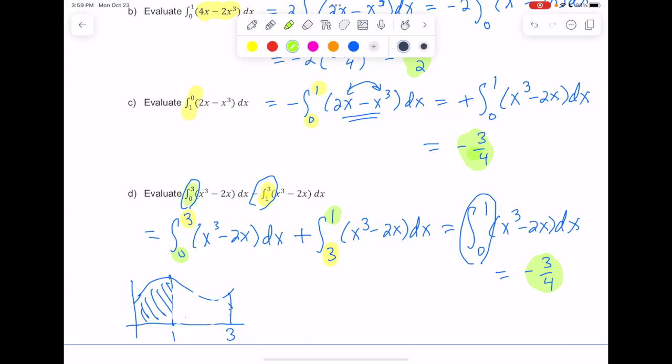They took the area from 0 to 3. They subtracted the area from 1 to 3. And what did we end up with? The area from 0 to 1, which was the one they gave us at the top. So we were able to plug in that number. All right, that wraps up section 5.2.